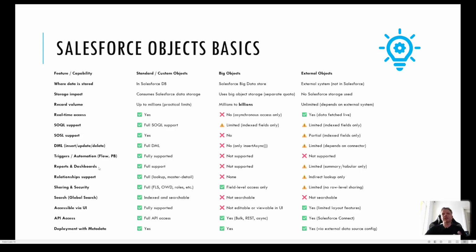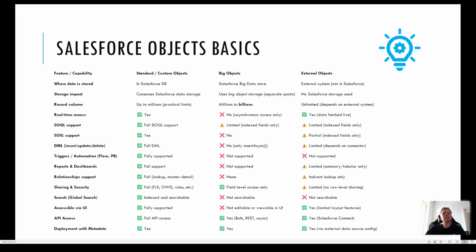Reports, dashboards, very interesting thing. Standard objects and custom objects, yes, of course, full support. No worries, right? Big objects, no, they don't get supported in reports and dashboards. That's something you need to keep in mind here. And external objects are only limited, supported just by some summary or tabular reports, but you cannot create fancy dashboards or something like that with it, okay?